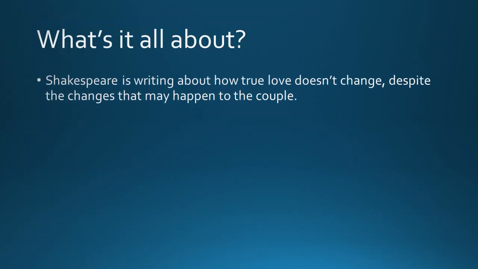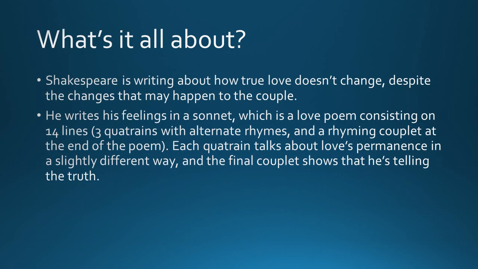So Shakespeare's writing about how true love doesn't change, despite the changes that may happen within the relationship. He writes his feelings in a sonnet, which is a love poem consisting of 14 lines, and this is 3 quatrains with alternate rhymes, and a rhyming couplet at the end of the poem. A quatrain is a group of 4 lines.